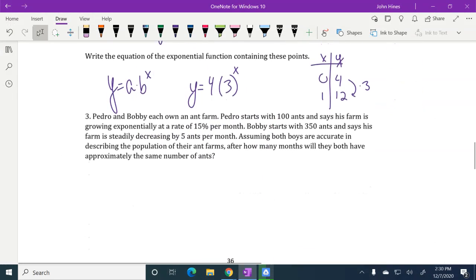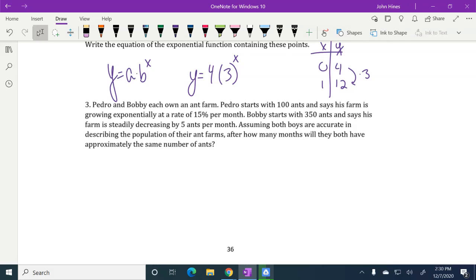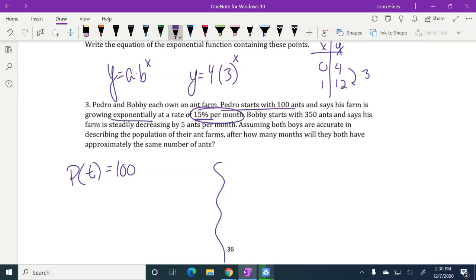And we'll end here with Pedro and Bobby and their ant farms. What a great way to end this unit. So Pedro and Bobby each own an ant farm. Pedro starts with 100 ants, that's important, and says his farm is growing exponentially at a rate of 15% each month. So Pedro over here, let's write his equation. He's starting with 100 ants, and he's growing by 15%.